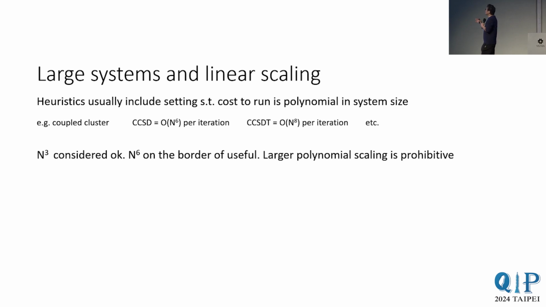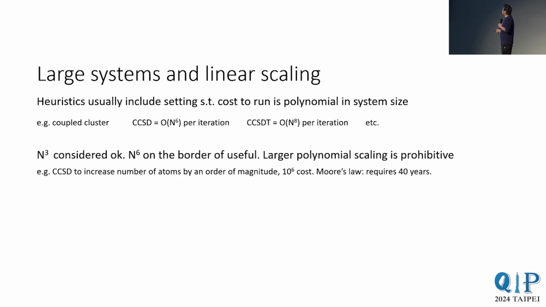So the border that we consider in the field as being practically useful is, n cubed is pretty good. N to the 6 is getting to the scale where it's only sometimes useful, and anything worse is just impossible. So that's a more fine-grained view of polynomial complexity.